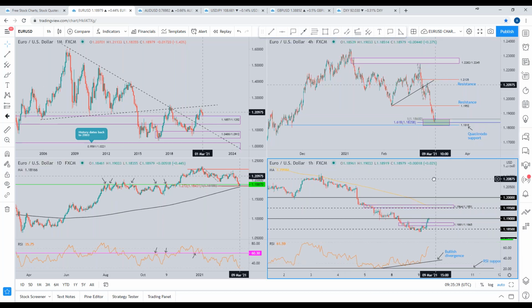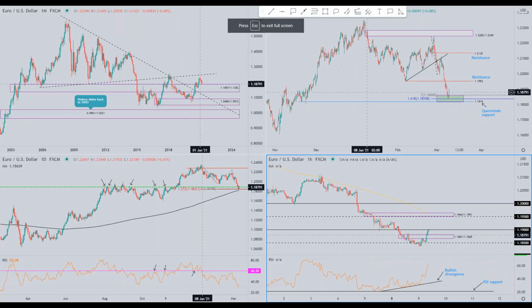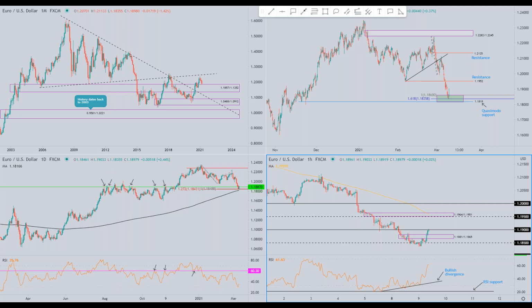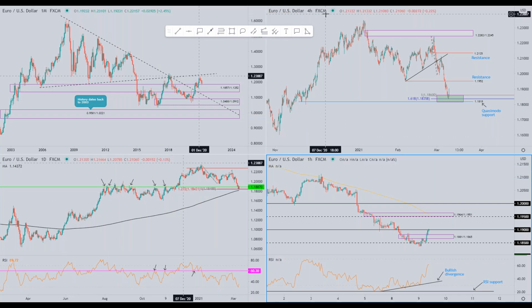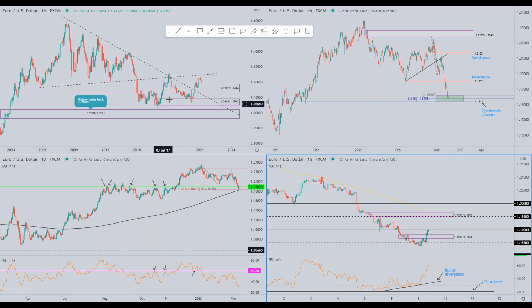Right, okay, so on the euro, let me just make this chart a little bit bigger. Okay, so here we have the euro dollar. We have the monthly, daily, H4 and H1 time frame. So look, on the monthly time frame, this is a real longer term time frame, as we all know. So any move here should be noted.